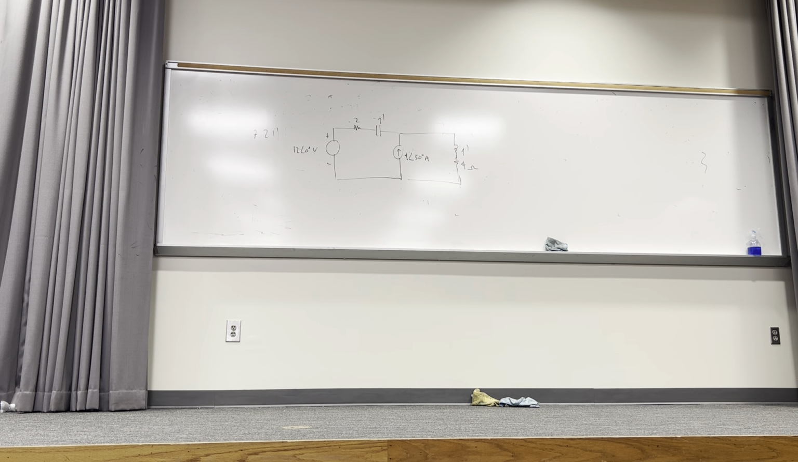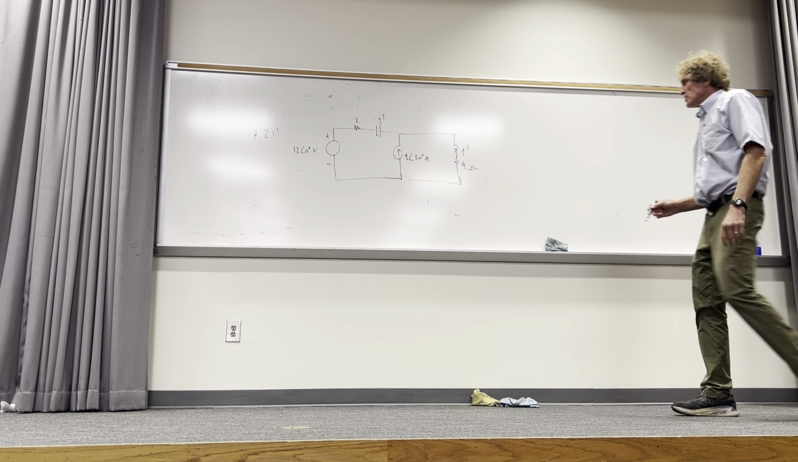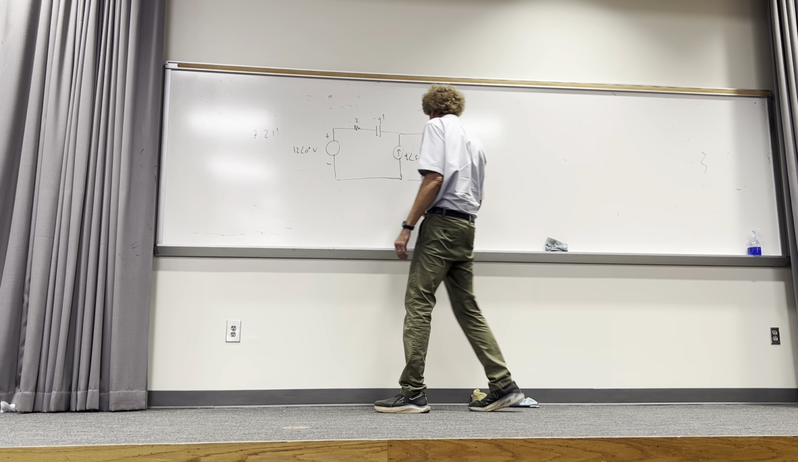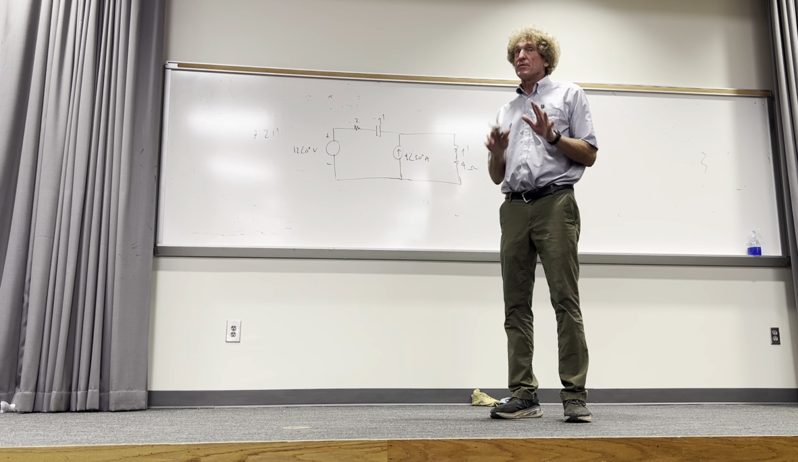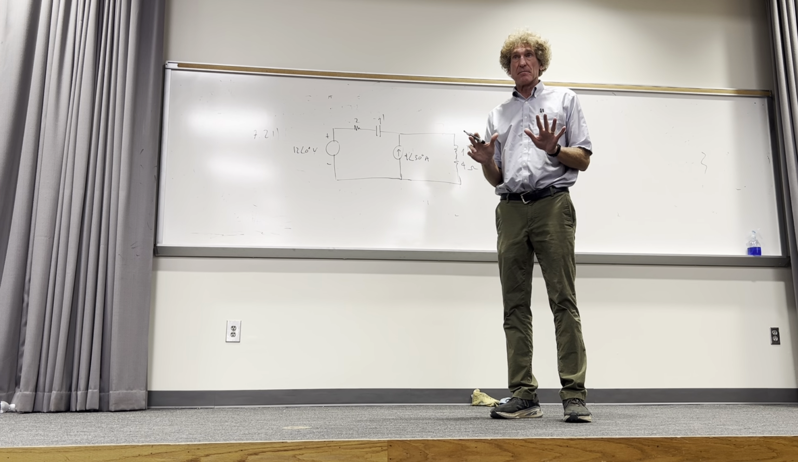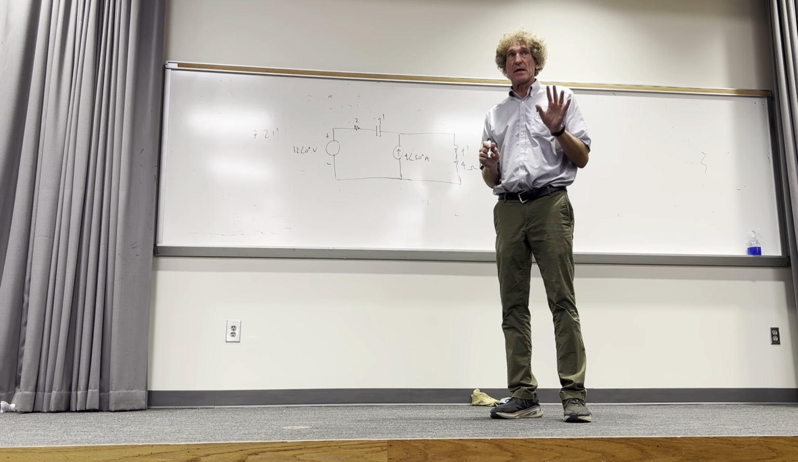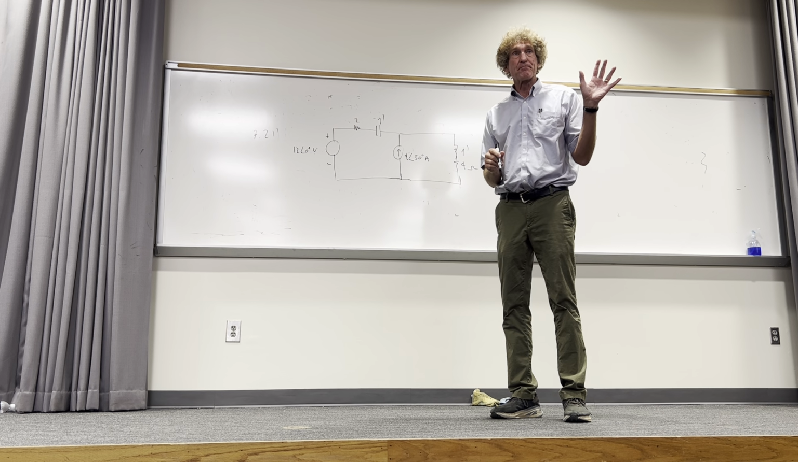Average power absorbed by each resistor. Okay, so there are two sources in here. And when you're doing a problem like this, one of the first things you probably think about is, if you just want power dissipated, only the resistors can dissipate average power. Is everybody clear on that?